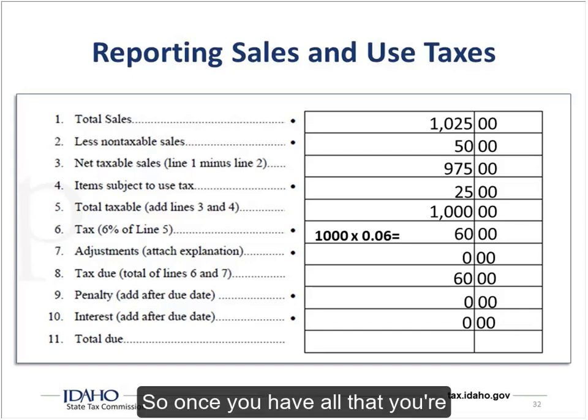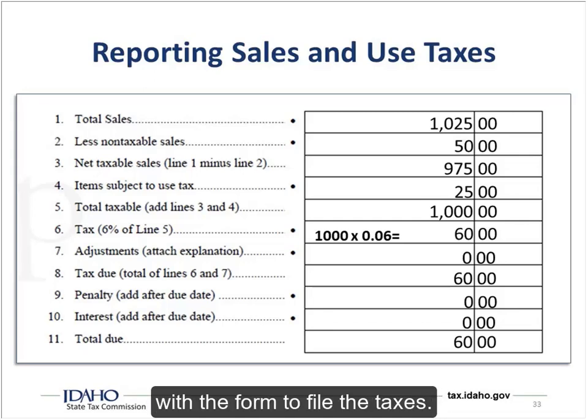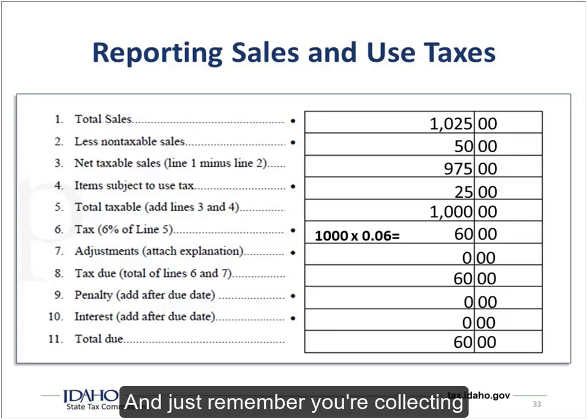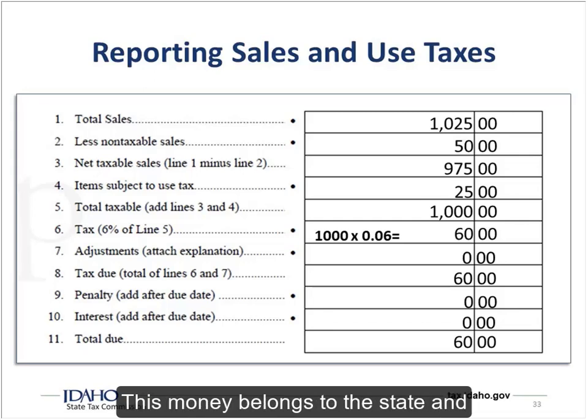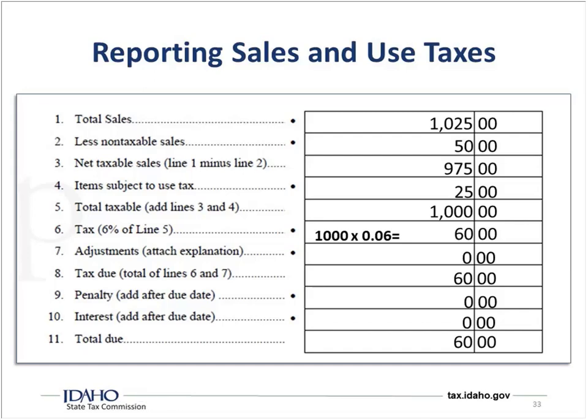So once you have all that, you're going to have your final balance, in this case $60, and then you would just send it in along with the form to file the taxes. And just remember, you're collecting taxes from your customers. This money belongs to the state, and we aren't taking it from your profits. So please don't hate us. Any questions on that?